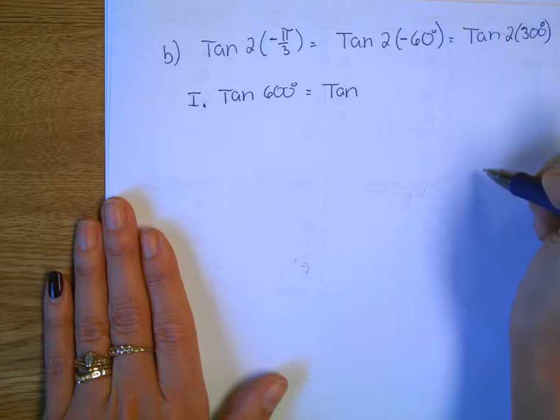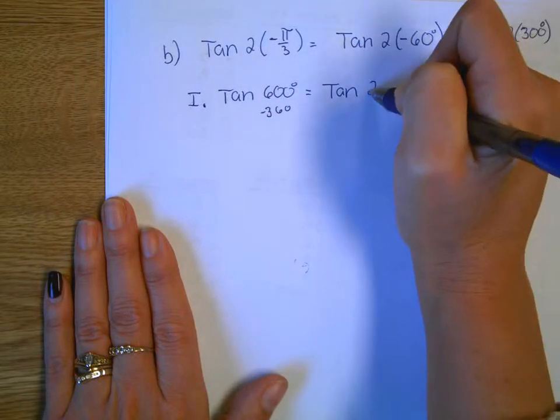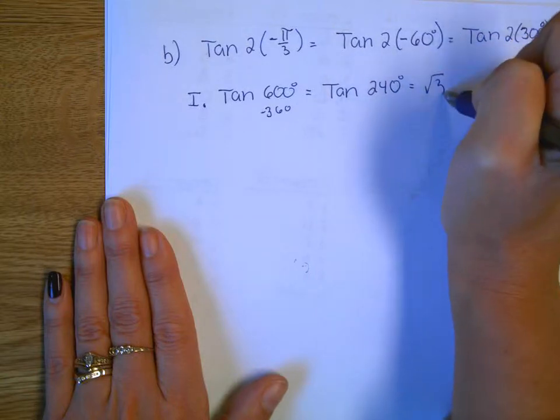600. You subtract 360 till you get down to something that's on your circle sheet. So if I subtract 360, he said that's equal to the tangent of 240. Can you look that up? Square root of 3.